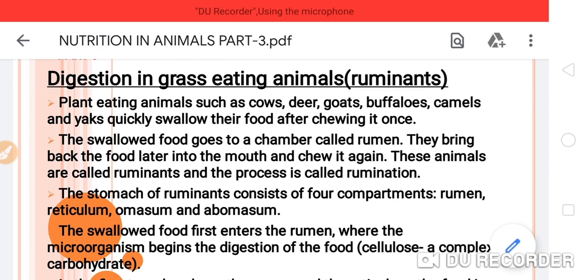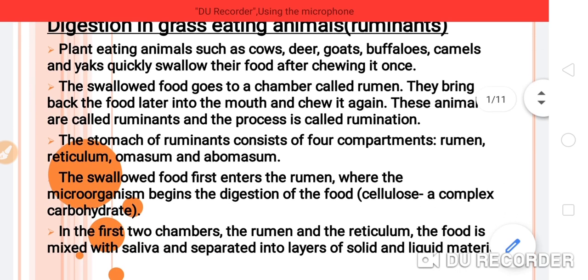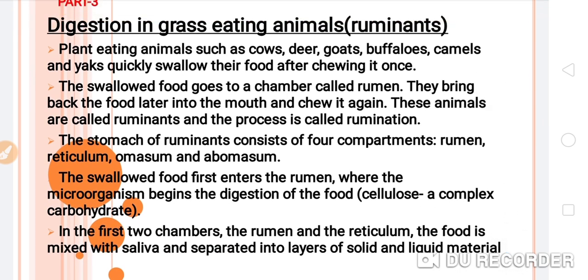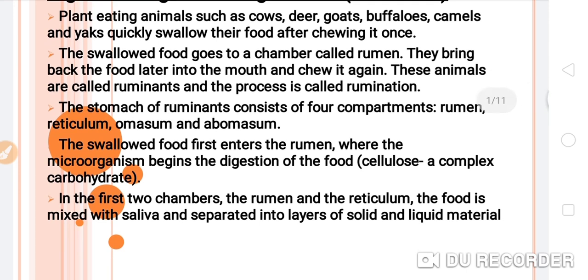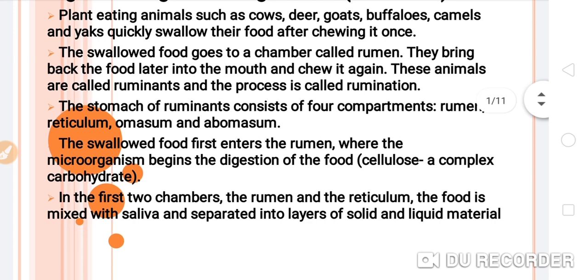This is very important. What is rumination and what are ruminants? The stomach of ruminants consists of four compartments: first, rumen; second, reticulum; third, omasum; and fourth, abomasum. These are the four important parts of the stomach of ruminants.